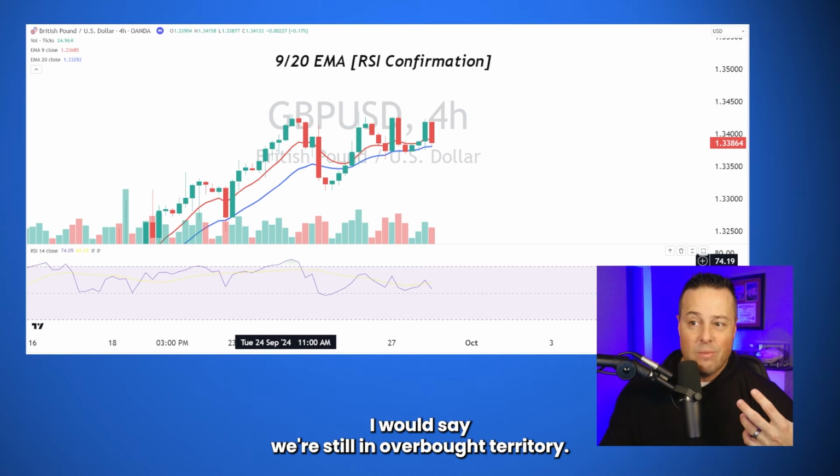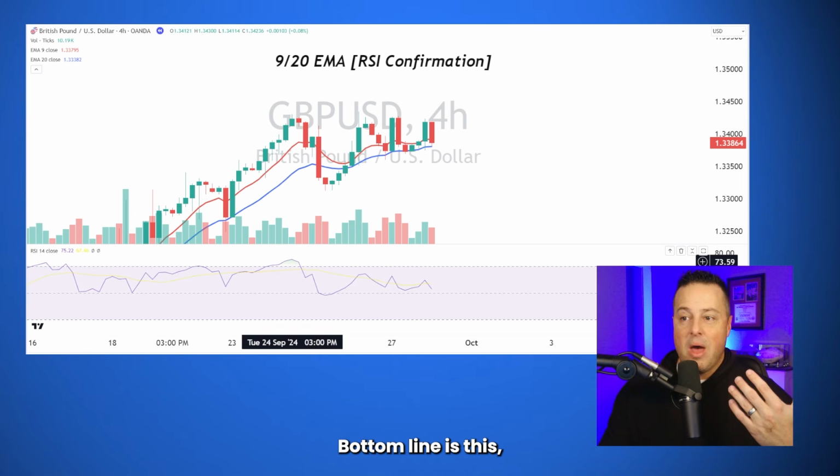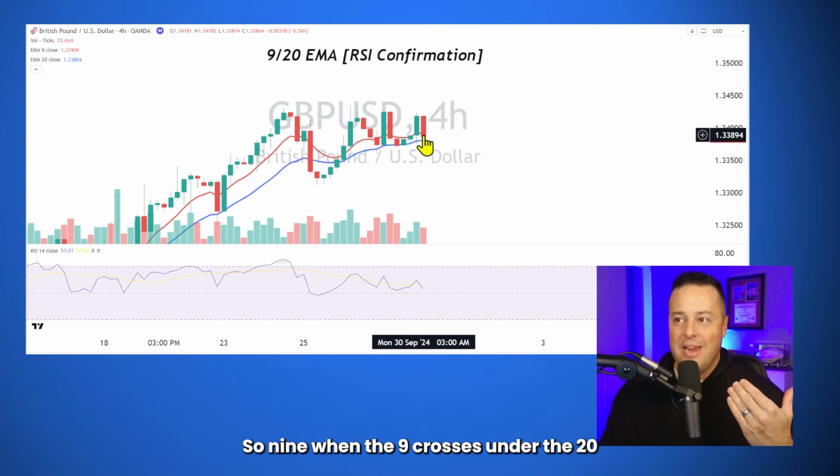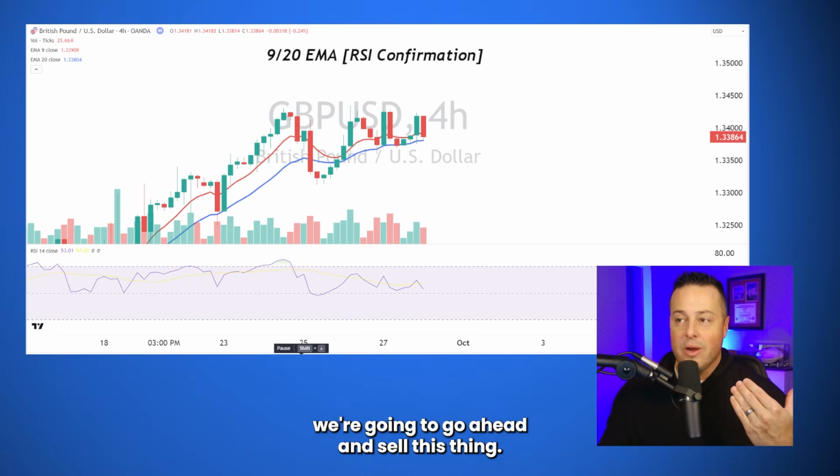I would say we're still in overbought territory. So that's the way that I see it. Bottom line is this: we got the makings for a pretty good trade here. So when the 9 crosses under the 20, we're going to go ahead and sell this thing.